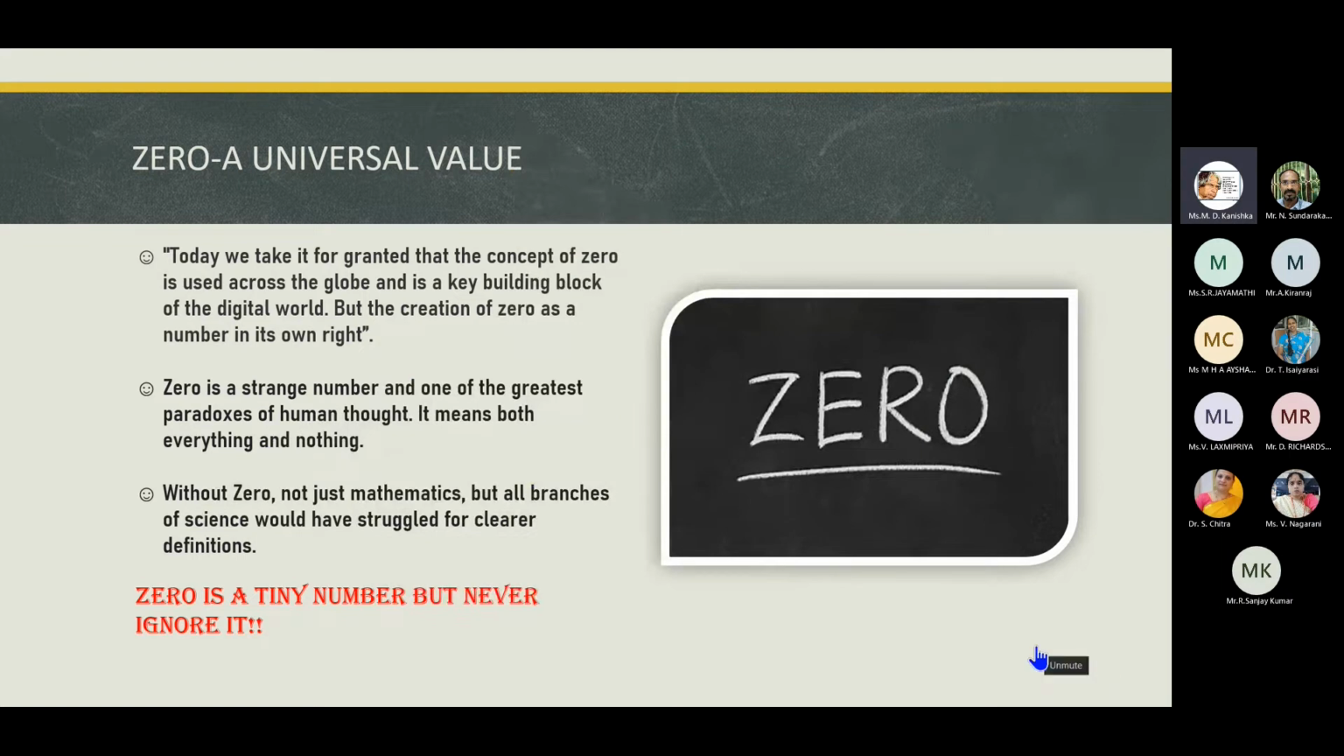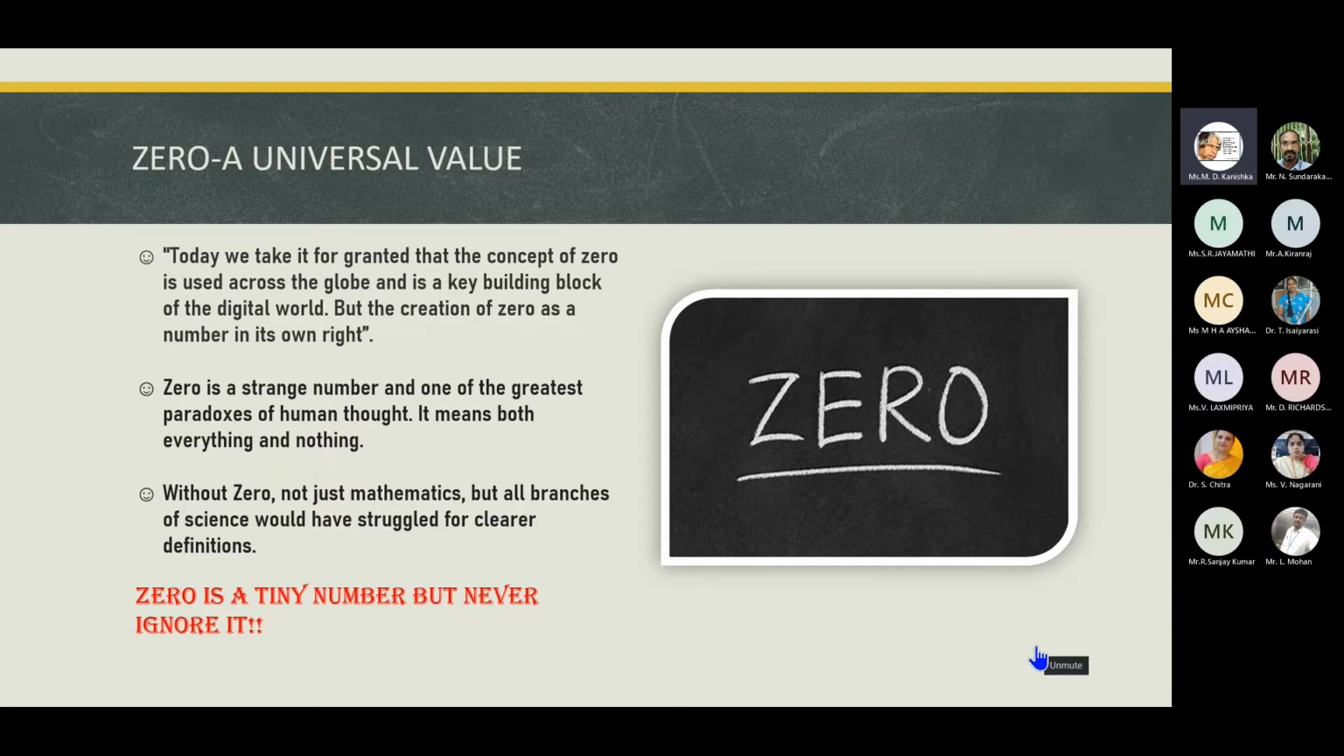0, a universal value. Today, we take it for granted that the concept of 0 is used across the globe and is the key building block of the digital world. But the creation of 0 as a number in its own right was a great step. 0 is a strange number and one of the greatest paradoxes of human thought. It means both everything and nothing. Without 0, not just mathematics, but all branches of science would have struggled for clearer definitions. 0 is a tiny number, but never ignore it.